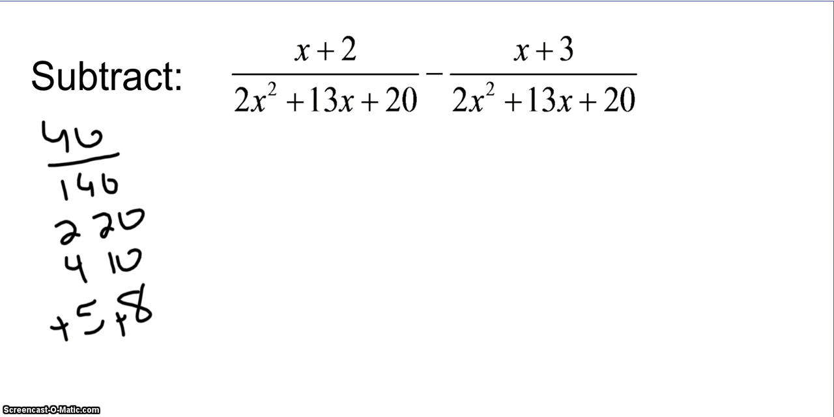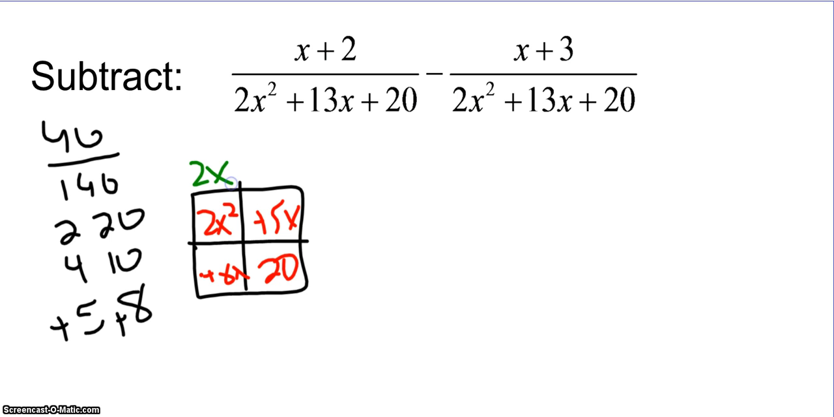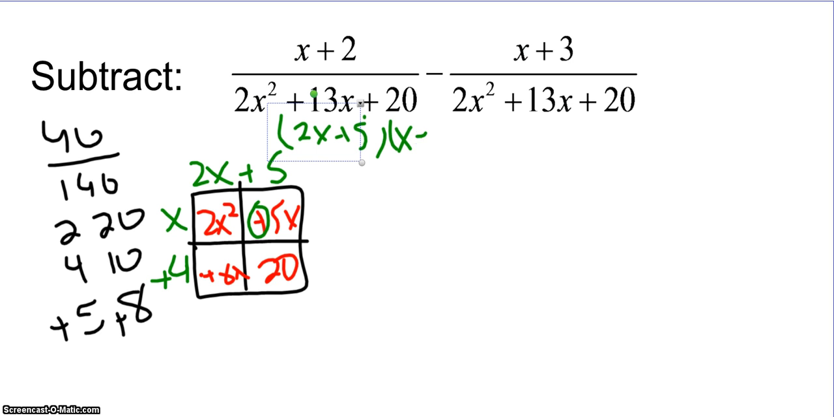So then we go and do our box method. So I put a 2x squared right here. Then I'll have a plus 5x, a plus 8x, and then a 20. Okay, GCF going up is a 2x. I match the sign, so plus. GCF going up is a 5. GCF going sideways is an x. Match the sign. GCF sideways is a 4. So 2x squared plus 13x plus 20 factors as 2x plus 5 times x plus 4.